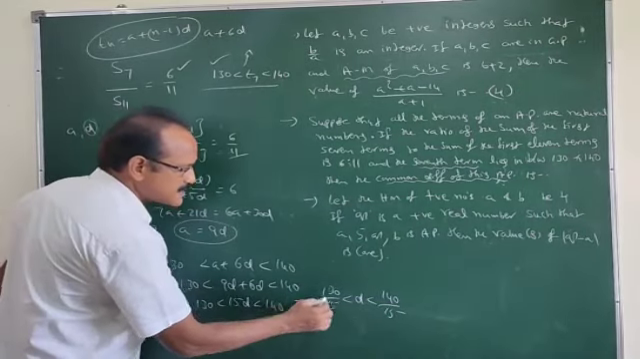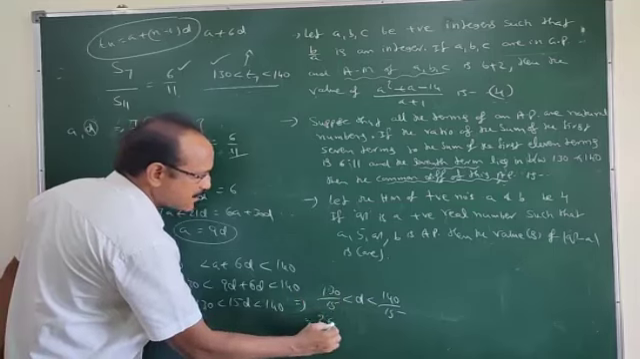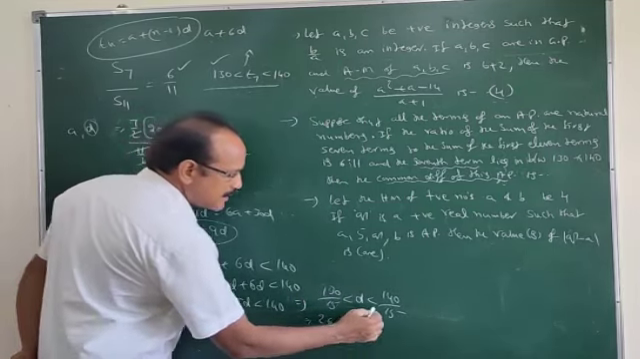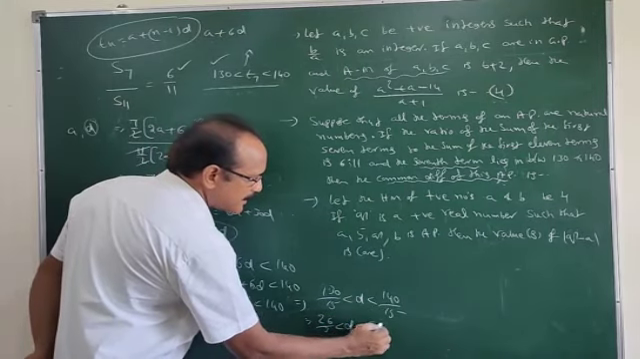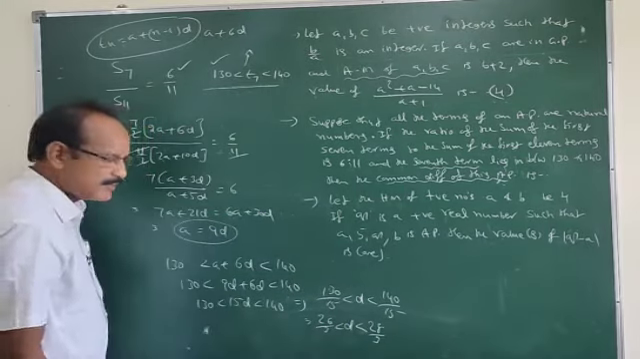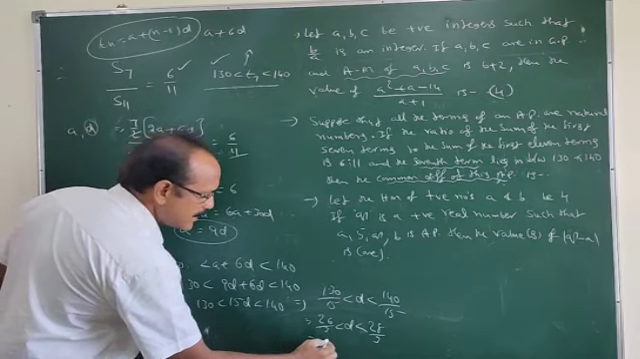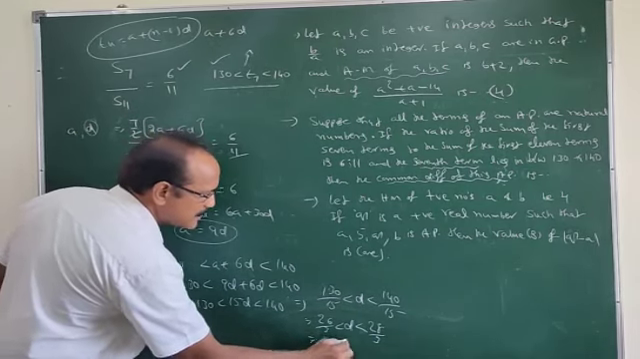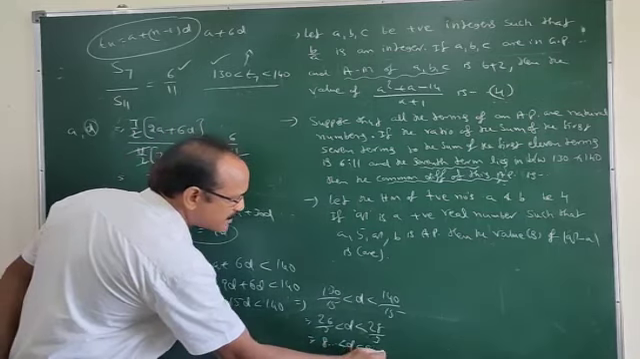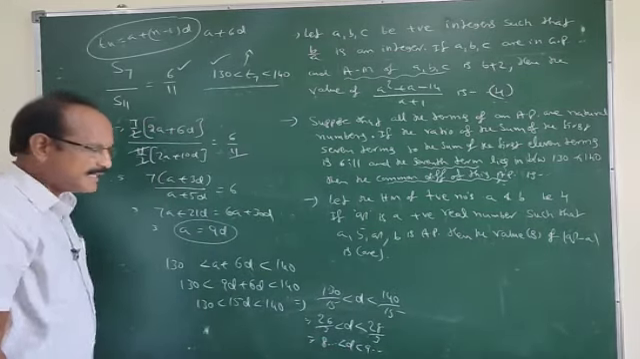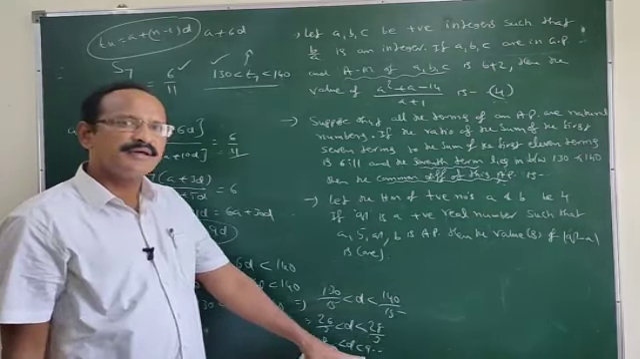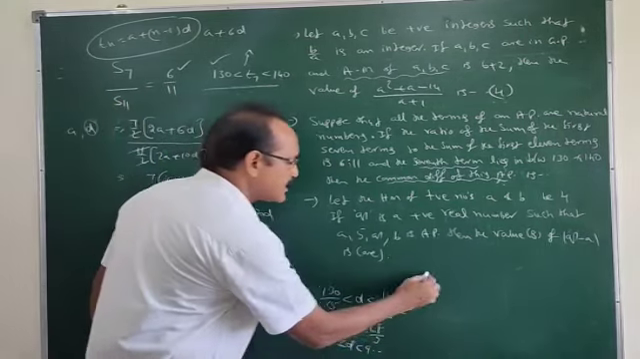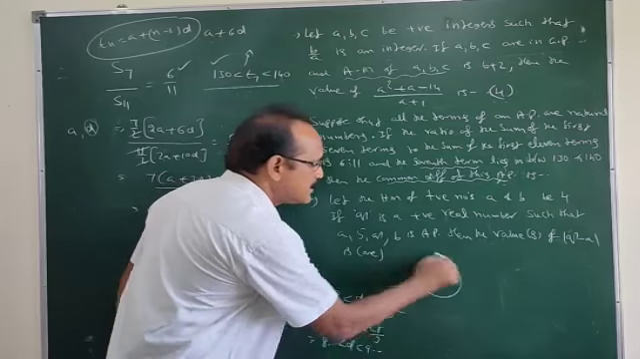Multiples of 5 get cancelled. That is 2 fives are 26 by 3 is less than d, which is less than 28 by 3, or again, that is 8 point something is less than d is less than 9 point something. That is, d lies between 8 point something and 9 point something. Since d is an integer, d is 9.